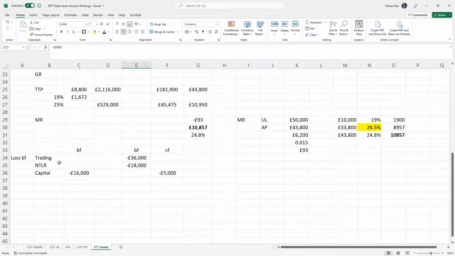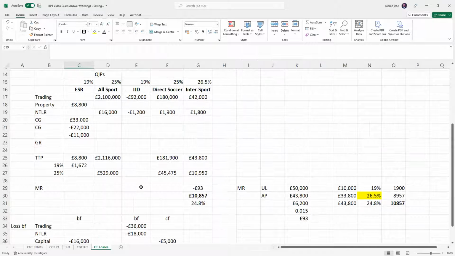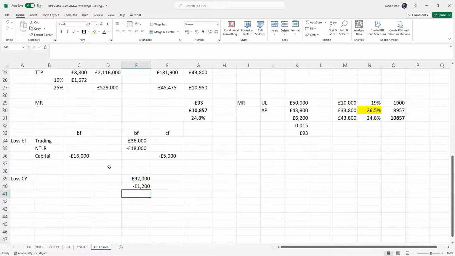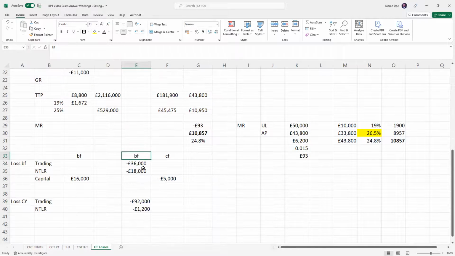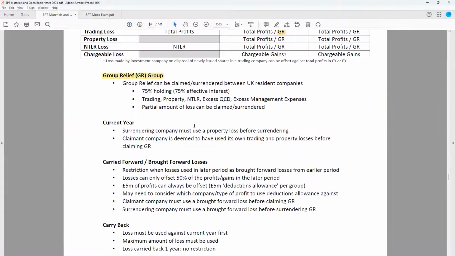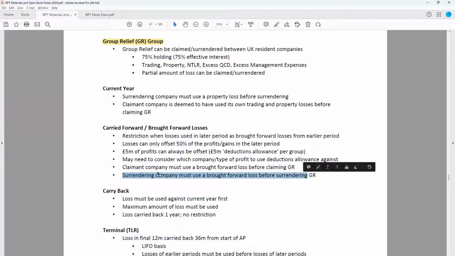So we've got the loss brought forward, and then we've got the loss in the current year as well. They've got a trading loss of 92k and an NTLR loss of 1200. So they've got the brought forward and the current year losses. There are some restrictions on brought forward losses, as we've discussed. The surrendering company has to use it first of all, and the claimant company has to use any brought forward losses. Well, no other company in the group has got brought forward losses.